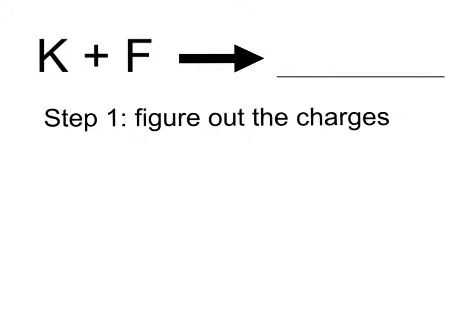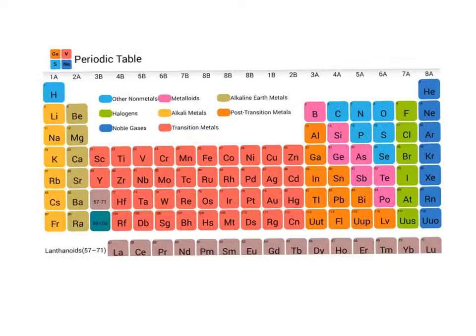Okay, so just like we've been doing in class, we have K and we have F. These are 2 elements on the periodic table. So our first step here is going to be to figure out the charges. So at the periodic table, we needed to find K and we needed to find F. So if we find K, it's going to be over here in group 1. F is going to be over here in group 7.